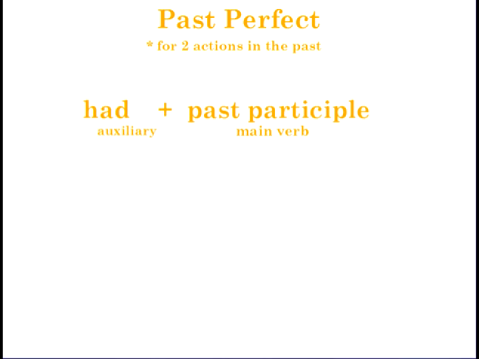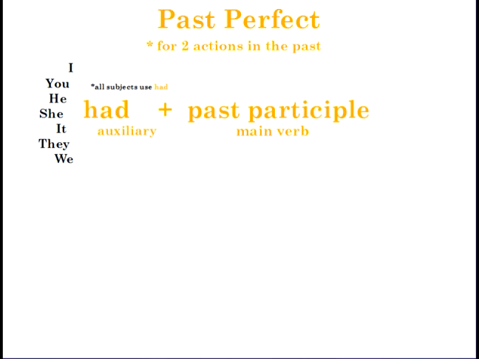Now, let's remind ourselves of what subjects use the auxiliary had. Well, all of the subjects use had, right? So remember that in the past perfect, all my subjects are going to use had for the auxiliary verb. I had, you had, he had, she had, it had, they had, we had. All the subjects use had.